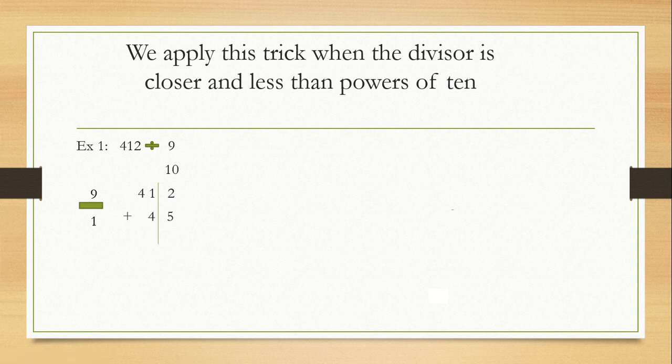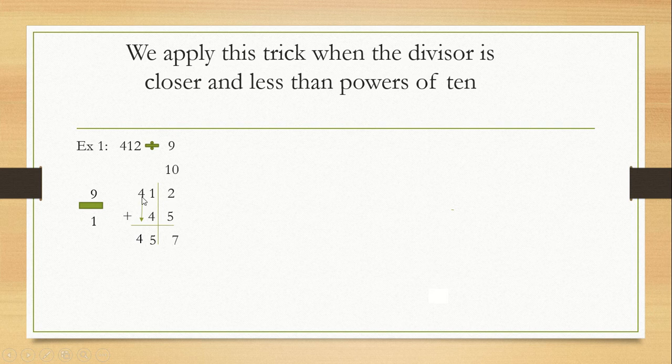What is the first step? We have to bring down 4 as it is. Now this 4 should be multiplied with 1. 4 ones are 4. That 4 should be added to this 1. 1 plus 4 you will get 5, and this should be multiplied with 1. 5 ones are 5, and then 5 should be added to this 2, and you will get 7.